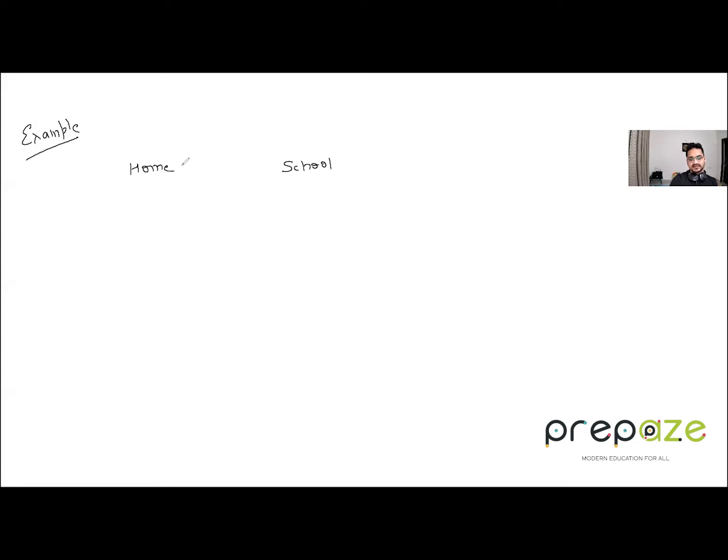Suppose there are two paths a student can take. This is a straight path connecting them, and let me call this path 1. The total length of this is 75 meters.